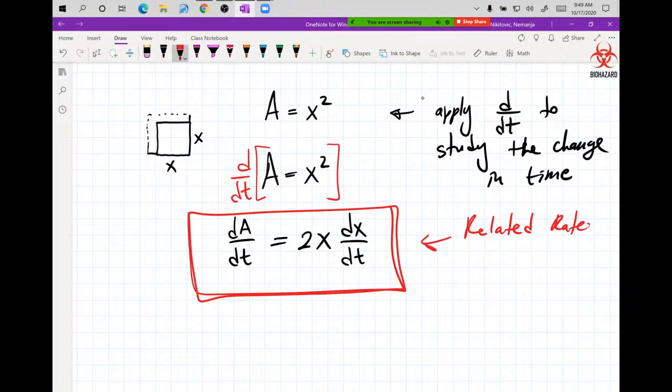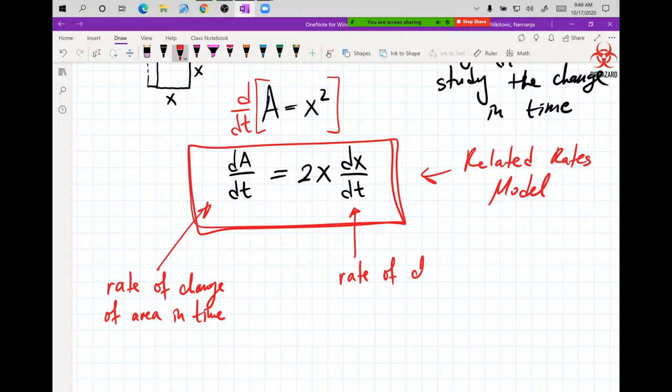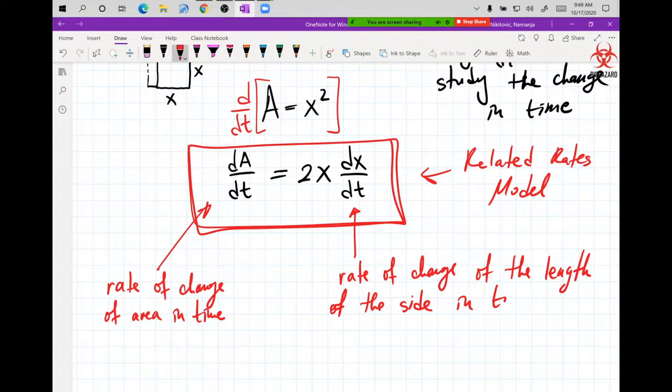related rates model. What do I have in this formula? I have here rate of change of area in time, and over here I have rate of change of the length of the side in time. And with this formula, as engineer, I can learn a lot just because I took the derivative of this without knowing a concept, without having a concept of expansion and area or anything like that.